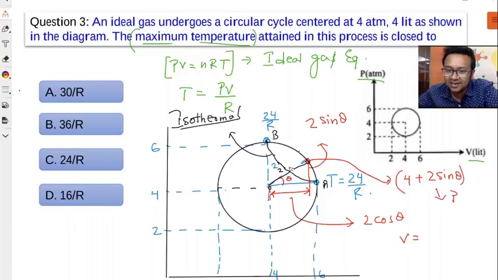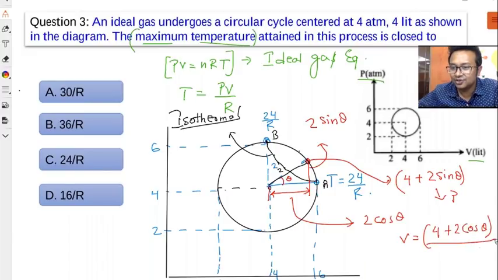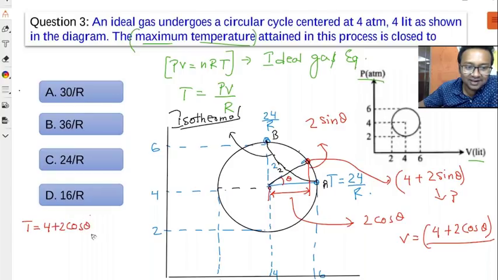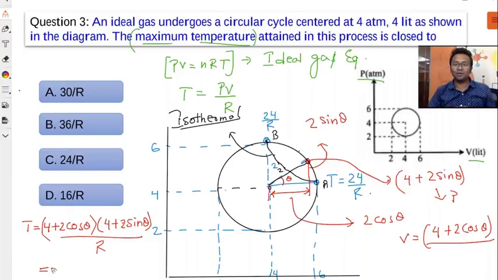And volume? Volume is in this direction. So that is 4 plus 2 cos theta. Students, so at any orbit point here, I can write its temperature as 4 plus 2 cos theta into 4 plus 2 sin theta upon R. Now, take a hint and take a clue from here for the entire solution on this particular question, students.